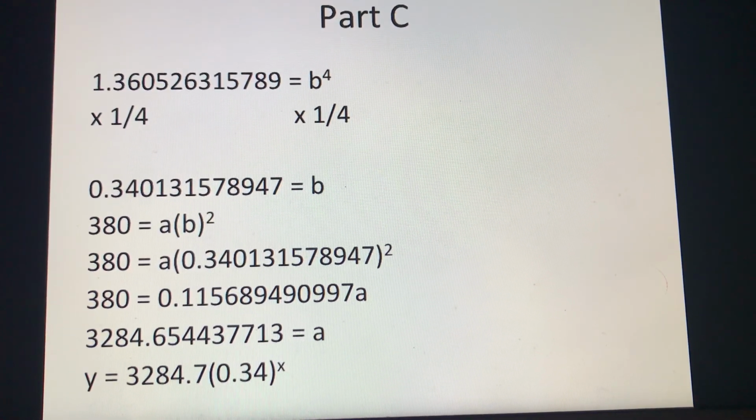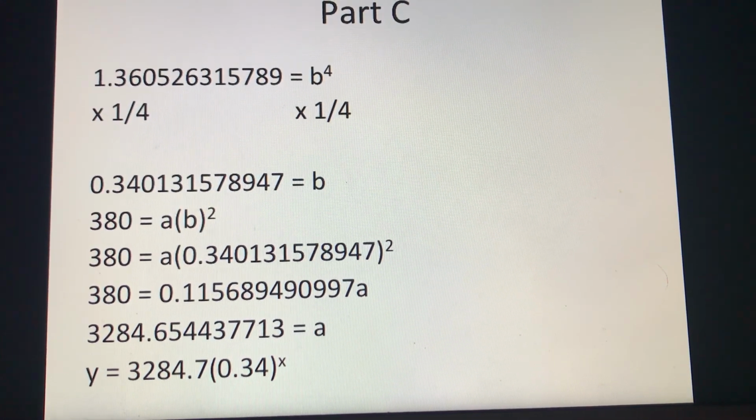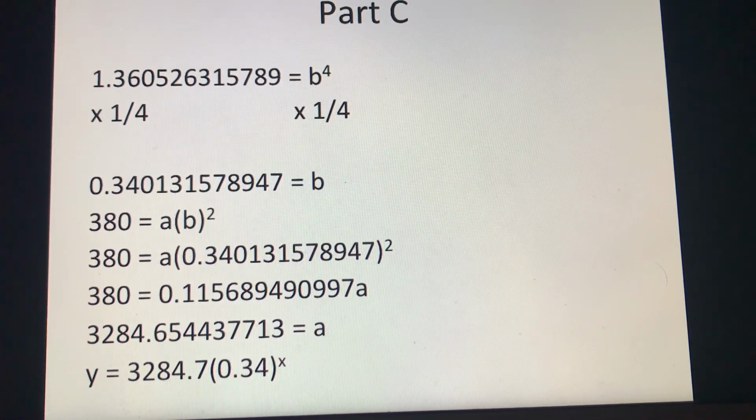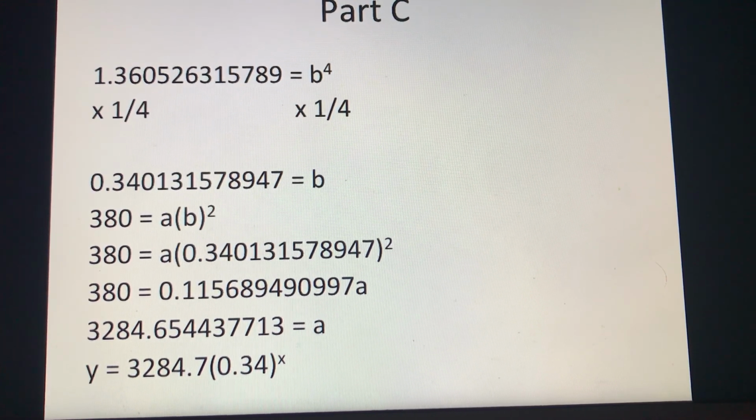With your final equation, after rounding to the tenths place for a and rounding to the hundredths place for b, you should have y equals 3,284.7 times 0.34 to the exponent x.